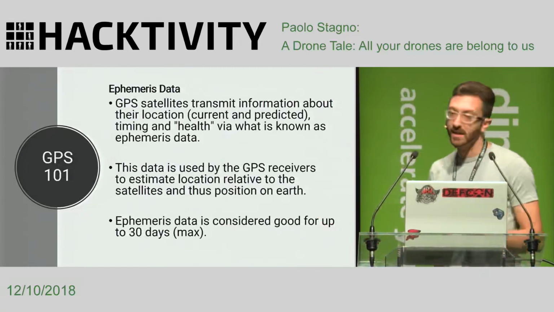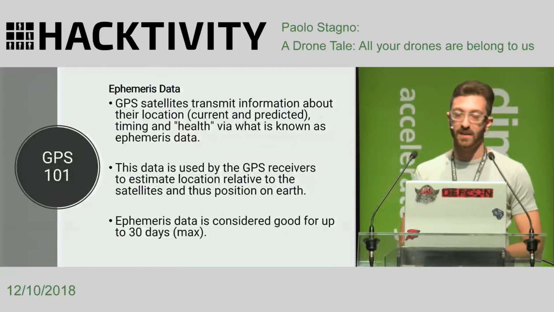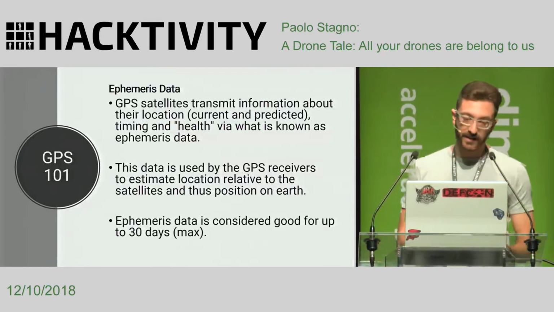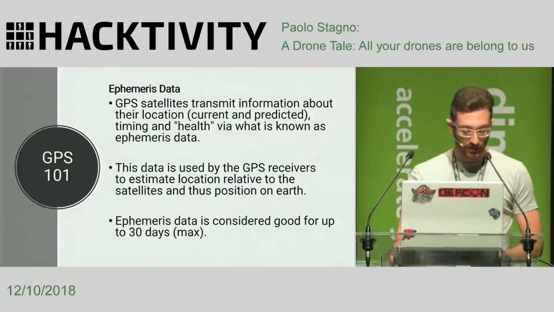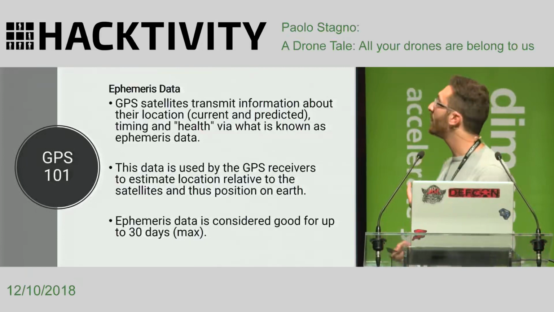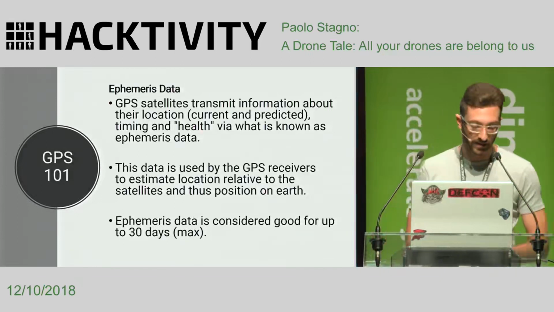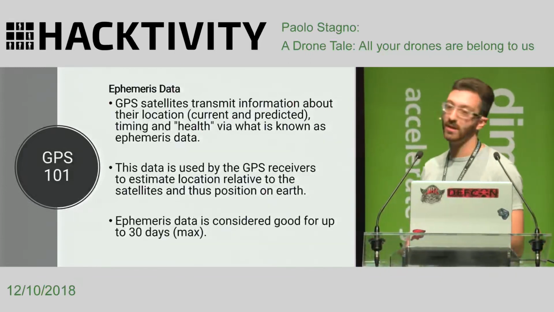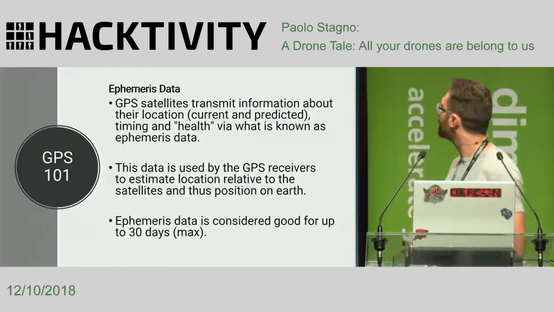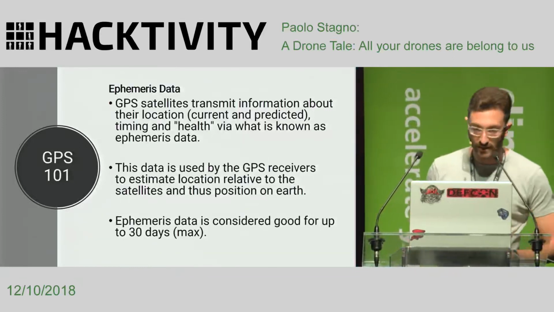And before we are able to generate our GPS signal, we need to gather some basic data that are called ephemeris data. And these data are containing information about the current and future location of a satellite. And ephemeris data can be gathered from NASA website. They can be freely accessed. And usually you have to download a new ephemeris data every 24 hours, even if ephemeris data are considered good enough until 30 days.